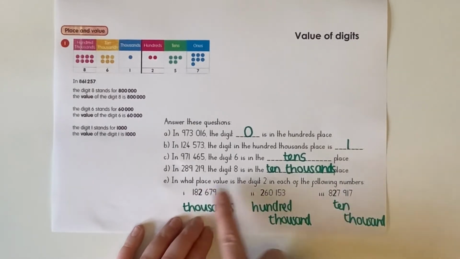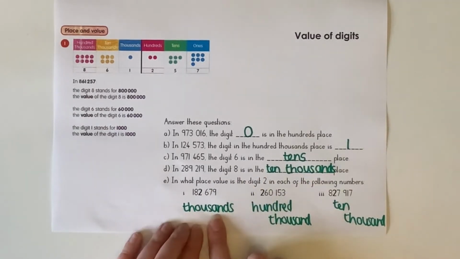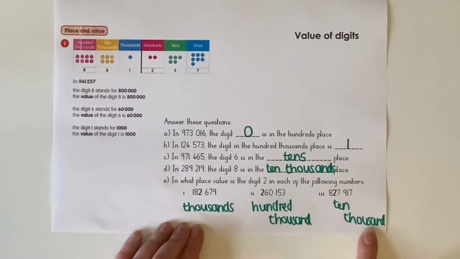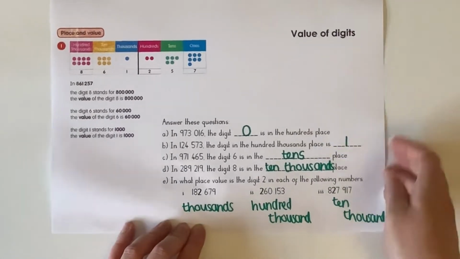Okay, and then in these 3 numbers, the digit 2 is in different places, so its value is different. In the first one, it's in the thousands place, then the 100,000s, then the 10,000s place. Okay, so hopefully we got those correct and felt quite confident with that.